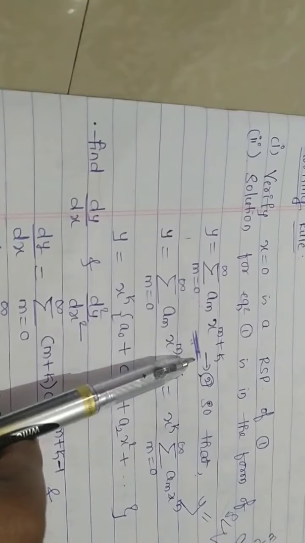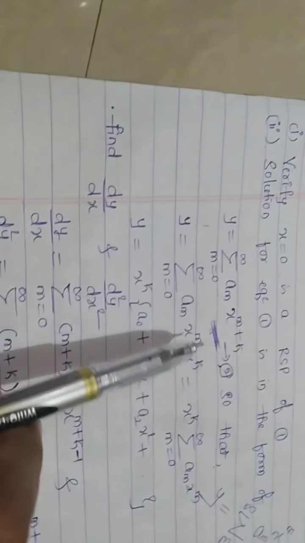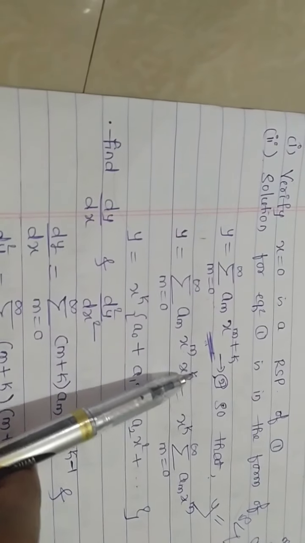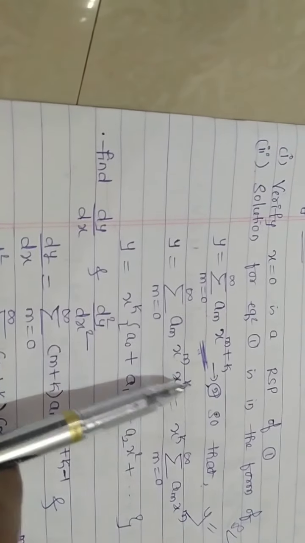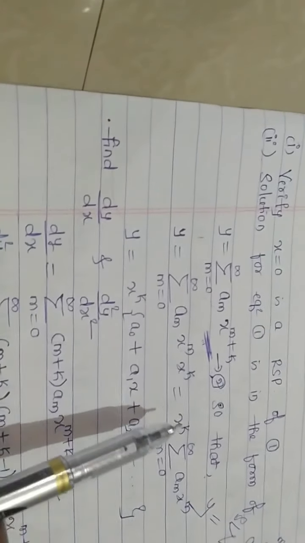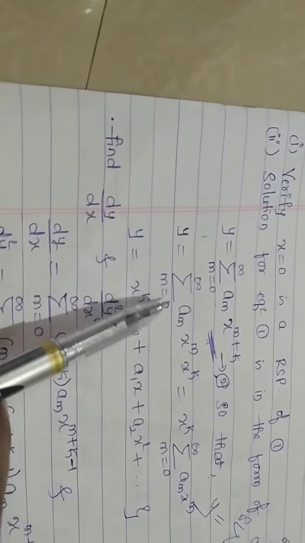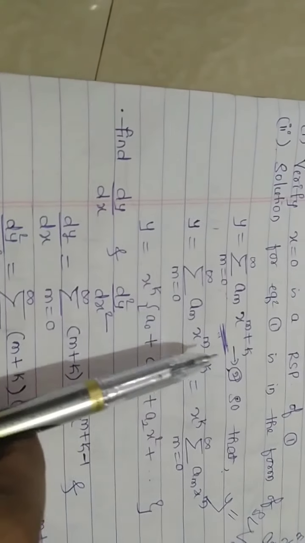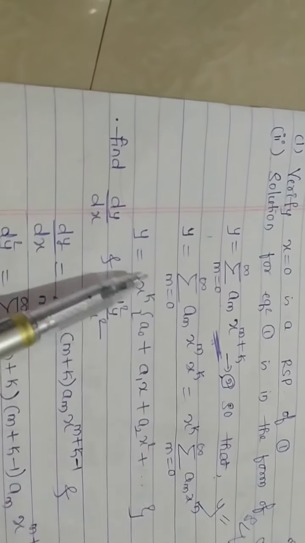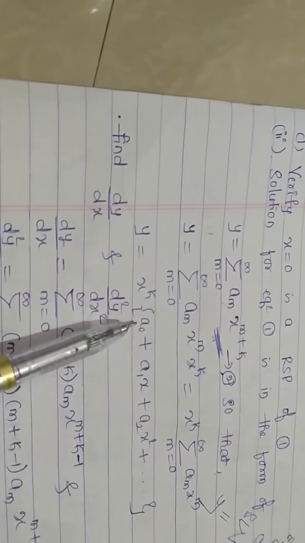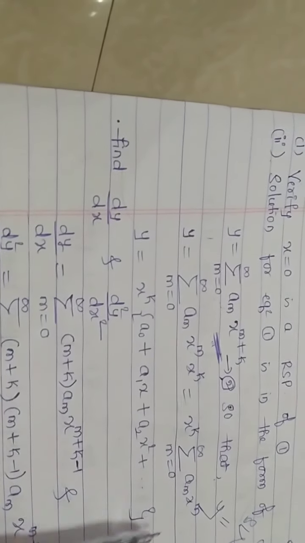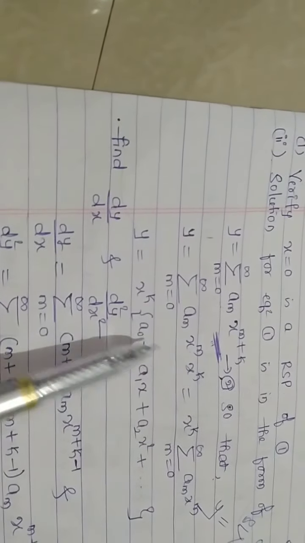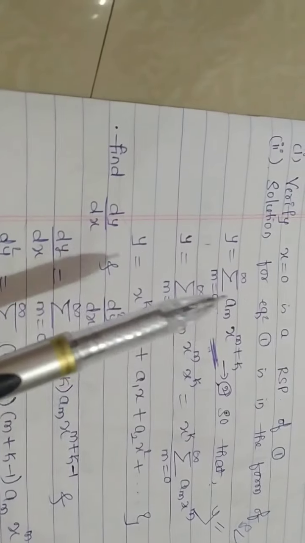I can write x raised to m plus k as x raised to m into x raised to k, and I can take out x raised to k because this is free from m. So I get x raised to k into summation m is equal to 0 to infinity am x to the power m. If I expand this summation, I will get x raised to k into bracket a naught plus a1x plus a2x square plus so on. This will be the solution. So my solution will entirely depend on the value of k.